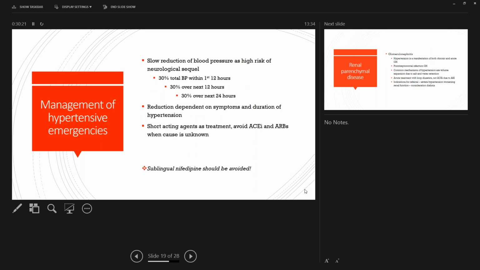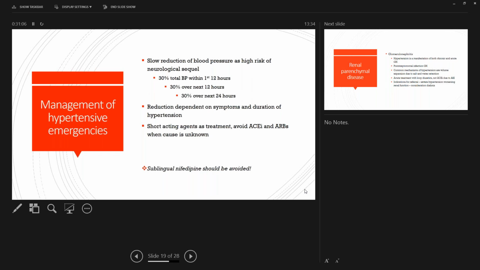So, management of hypertensive emergencies. These would very much be discussed with nephrology. Slow reduction of blood pressure is paramount in these patients. There's a high risk of neurological sequelae if you reduce it too quickly, especially if you don't know how long they've had this high blood pressure, or if it's a sudden acute onset, so they've gone very rapidly from their baseline. So the aim is a 30% total reduction of BP in the first 12 hours, a subsequent 30% over the next 12 hours, and 30% over the full next 24 hours. Reduction is very much dependent on symptoms.